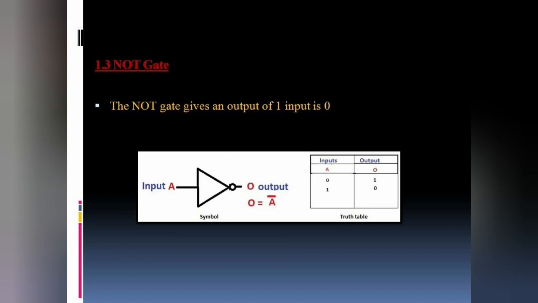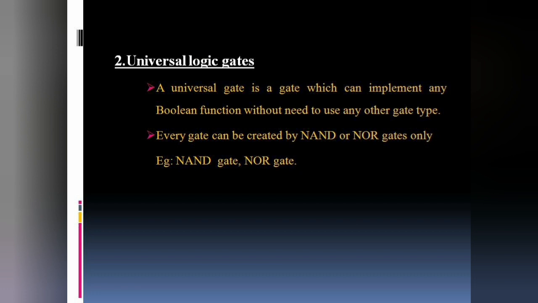NOT gate. In digital logic, an inverter or NOT gate is a logic gate which implements logical negation. NOT gate gives output 1 if input is 0 and vice versa. Universal logic gates. A universal logic gate can implement any Boolean function without the need to use any other gate type. The NAND and NOR gates are universal gates. In practice, this is advantageous since NAND and NOR gates are economical and easier to fabricate. That is, they can be used to implement any digital circuit without using any other gates. This means that every gate can be created by NAND and NOR gates.